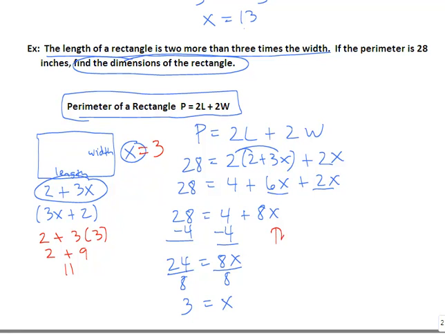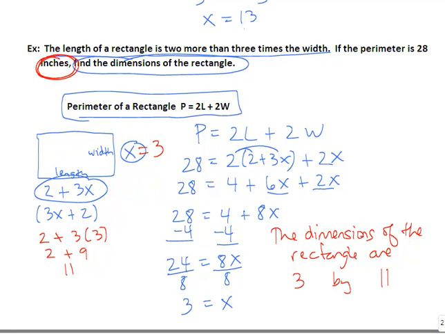So my dimensions of the rectangle are 3 by 11, and we were given units in this problem. The perimeter was given in inches, so I am going to leave space for those units. 3 inches by 11 inches, and that would be my final answer. So anytime you're given units in your problem, you must label your final answer correctly with units as well.